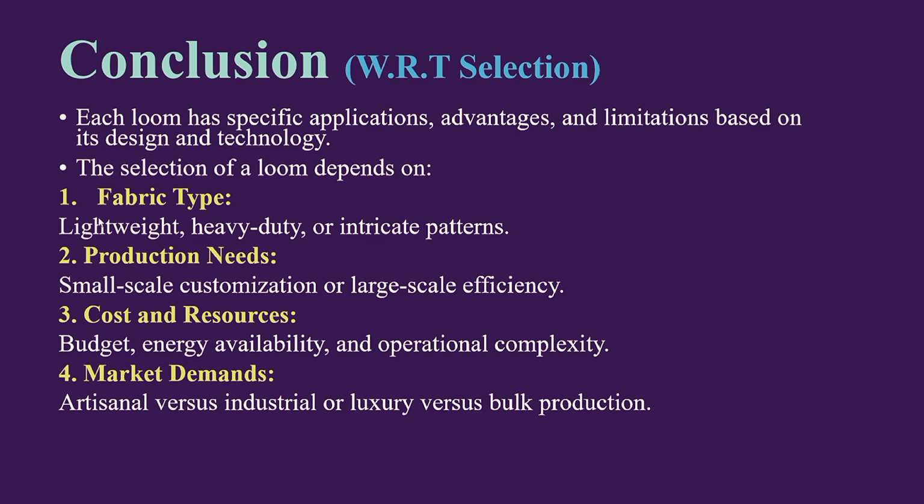Second variable is production need. Either you have a requirement of small scale customization production or you are planning large scale efficiency production. Third variable for selection of loom is cost and resources: budget, energy availability, and operational complexity. Budget is a very key element in any industry, in any project. Energy availability is related to the operational cost of the machine.